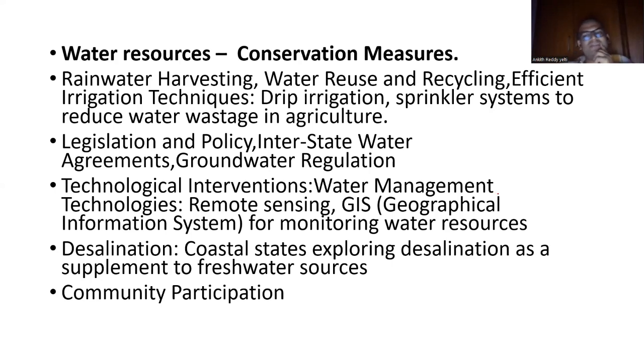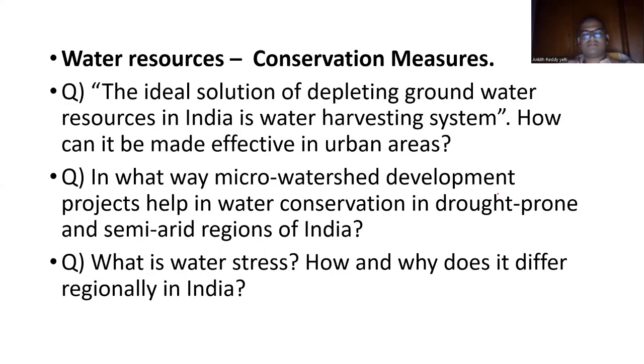And whenever you mention conservation measures, either about forest, wildlife, water, common resources, you should always mention the community participation, and you have to give examples, success stories of that. Okay, so in the water resource and conservation measures topic, you can expect a question like the following ones. The ideal solution of depleting groundwater resources in India is water harvesting system.